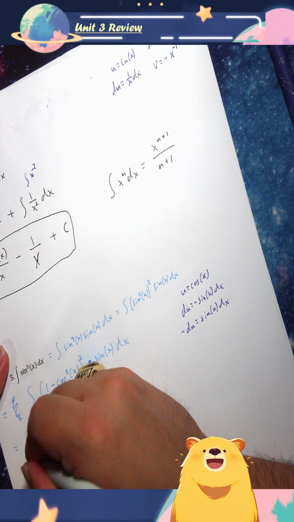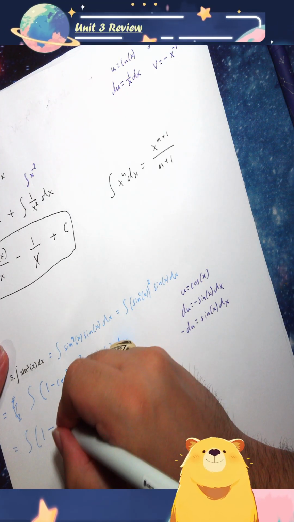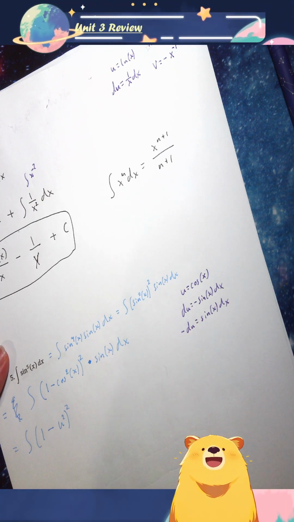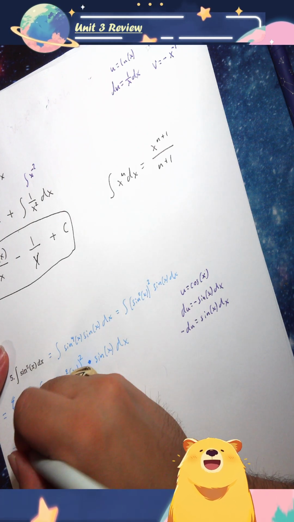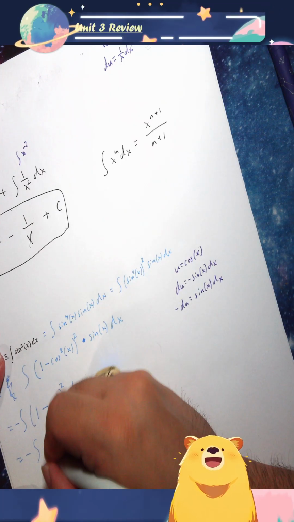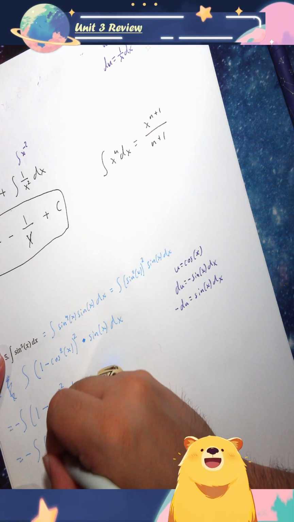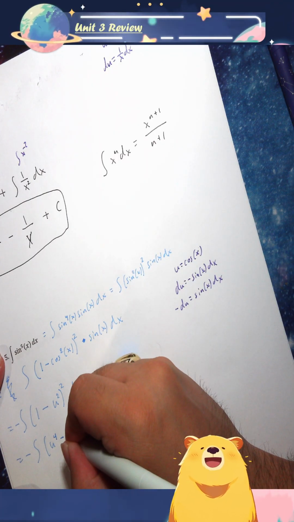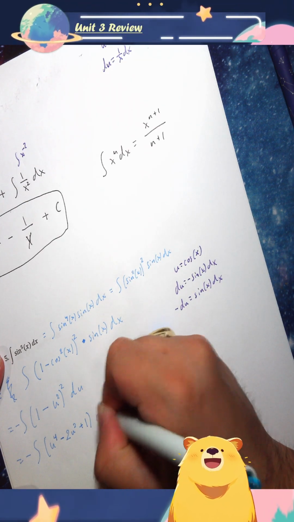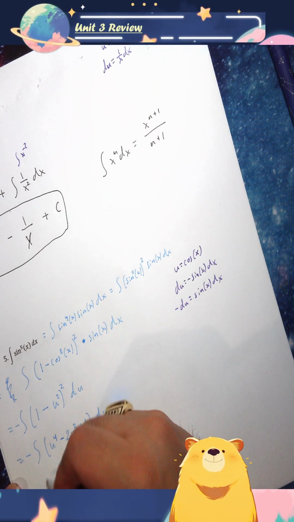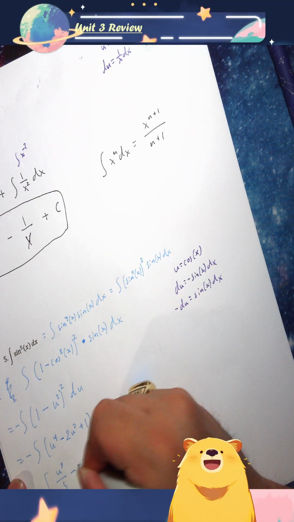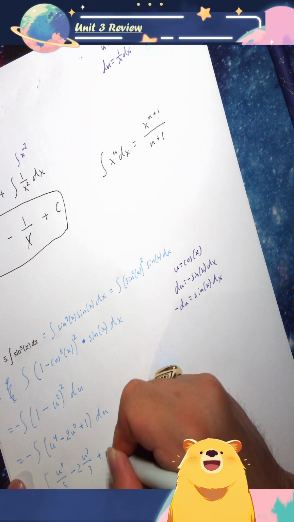So we can rewrite this as 1 minus u squared, squared, and then this will disappear into du, and then don't forget about the negative that goes in front. So then distributing this, we'll get u to the power of 4 minus 2u squared plus 1 du. All of this is u to the power of 5 over 5 minus 2u to the power of 3 over 3 plus u.